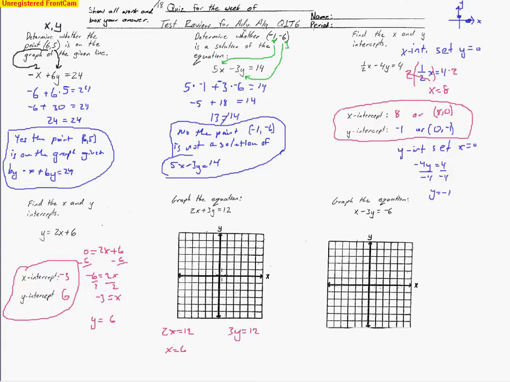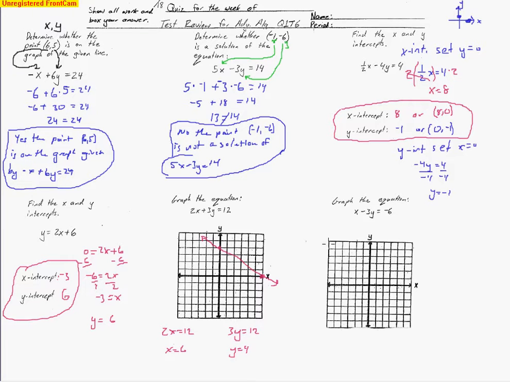So go over 6 spaces on the x-axis, 1, 2, 3, 4, 5, 6. And then over here I have to divide by 3, so y is 4. So up 4, 1, 2, 3, 4. Once you've got those 2 points, you can just draw the line between them. And we've got our answer.